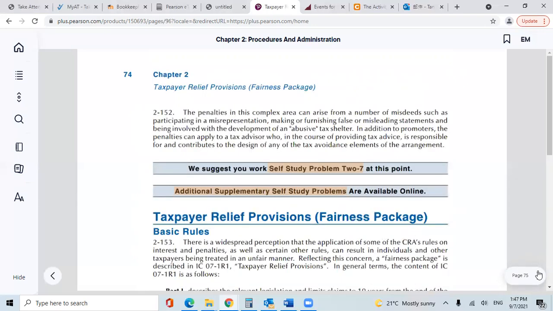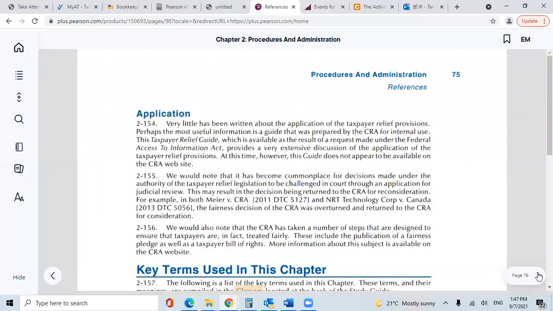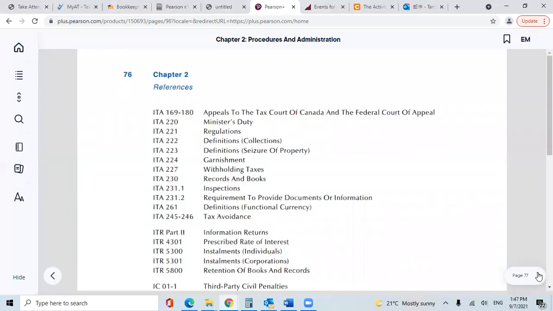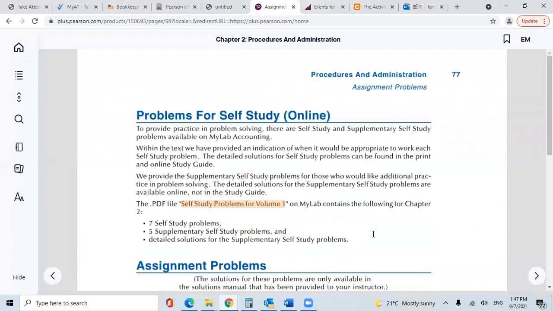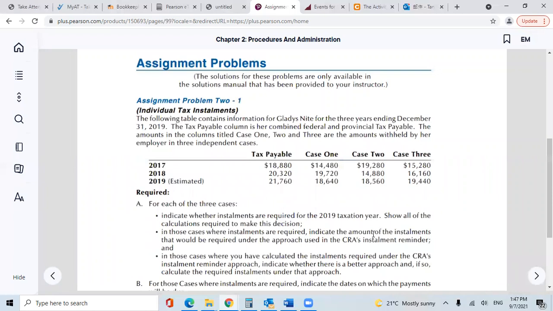Assignment problem 2-1. Okay, there you go, finally. So for this question, this is also the 3 years information.